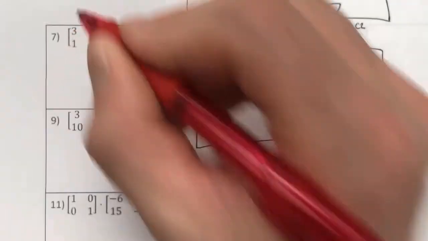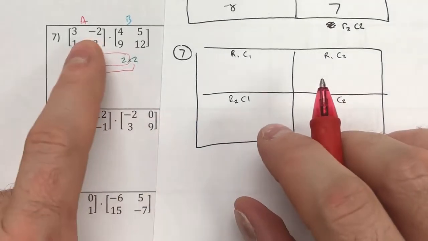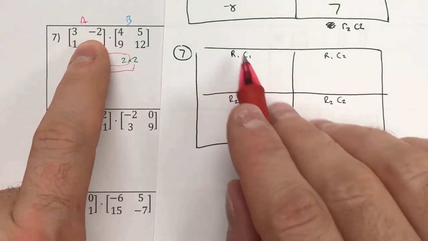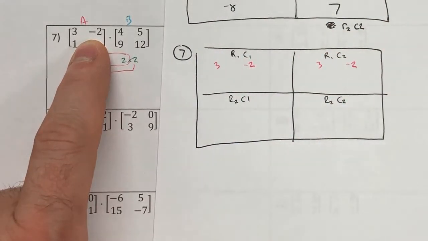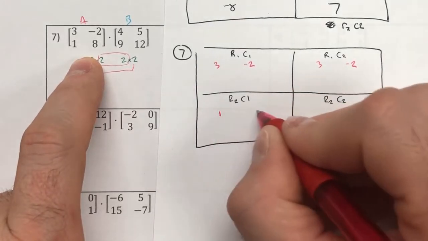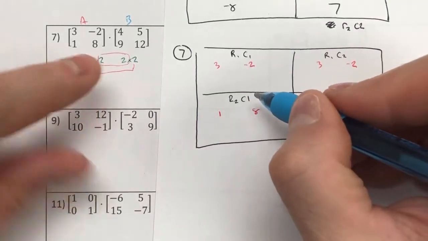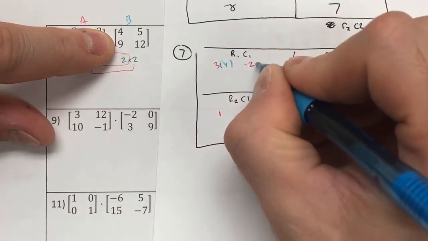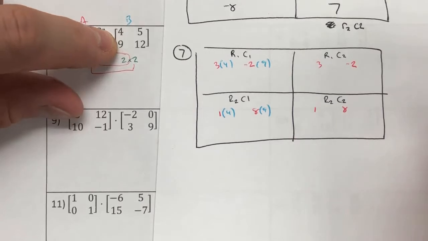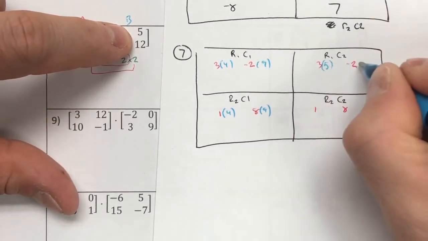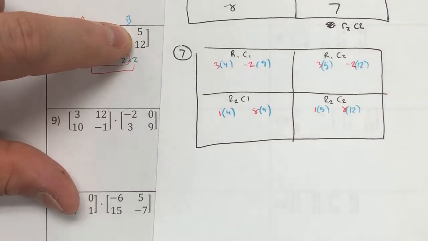So if I do an A and a B, let's go ahead and pop in our work here. So for row 1, I have a 3 and a -2. So now here I'm going to have a 3 and a -2, and here I'm going to have a 3 and a -2. Row 2 is going to have a 1 and an 8, a 1 and an 8. For column 1, I'm going to have a 4 and a 9 on both the top and the bottom, because this is all the same column. Second column is going to be a 5 and a 12, a 5 and a 12 on the top and the bottom.